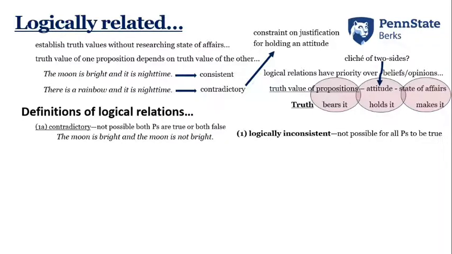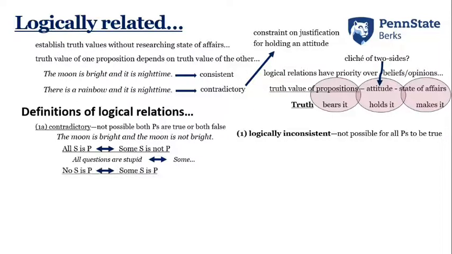We could say that that's contradictory because it's not possible for both those propositions, the moon is bright, and that's one proposition, and the moon is not bright, for both of those things to be true or false. So we could say all S are P, all subjects are the predicate, or some subjects are not the predicate. To put this into common language, we could say all questions are stupid, or some questions are not stupid. Both of those cannot be true in the same way at the same time.